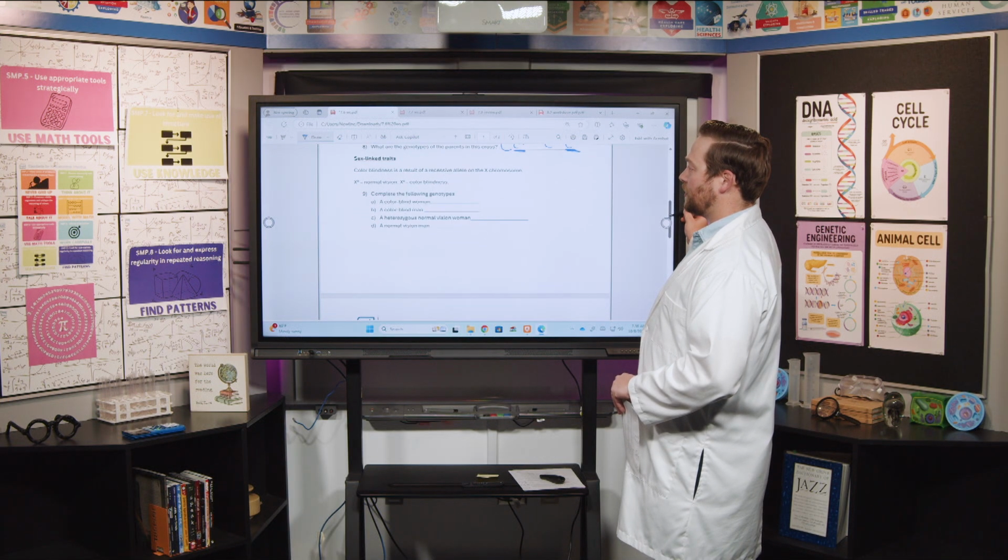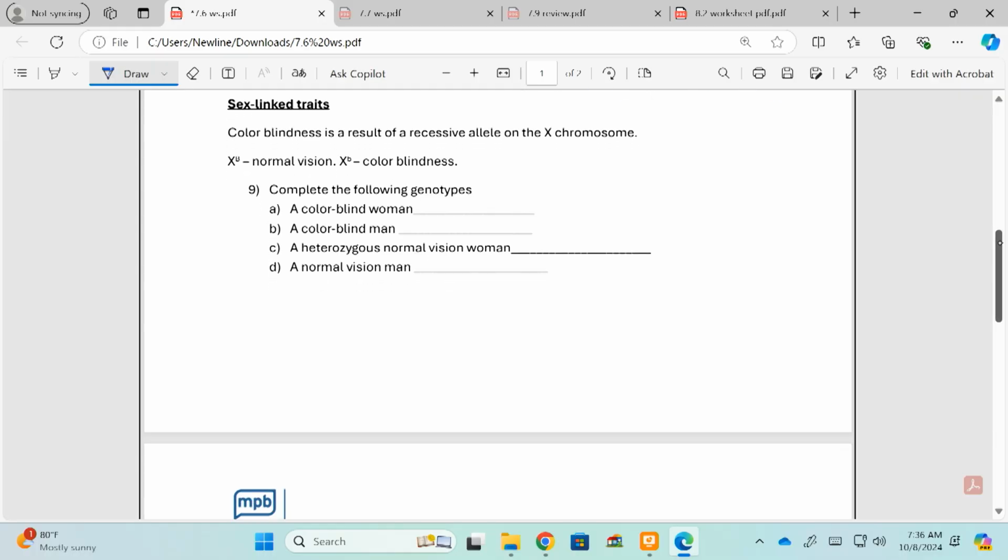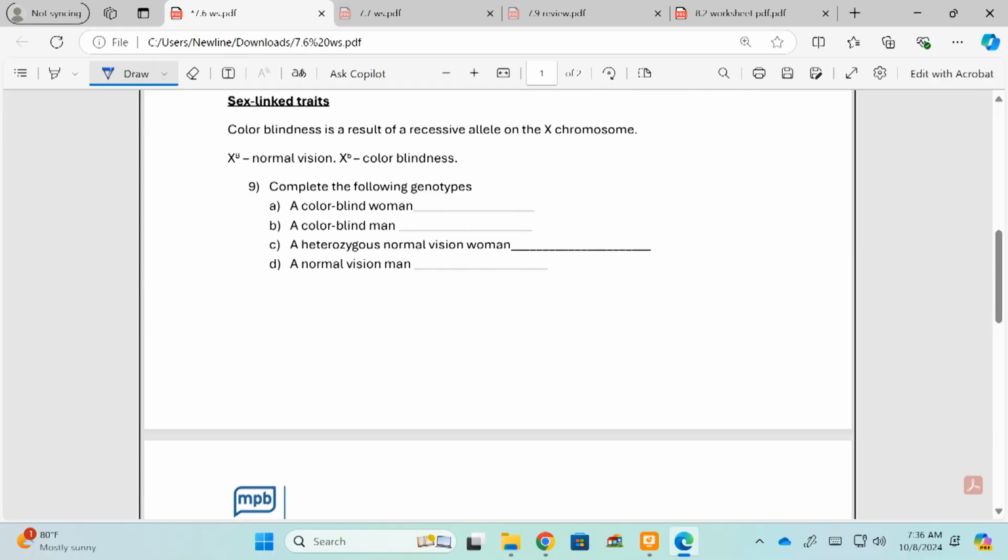That's the multiple alleles. Now we're talking about sex-linked traits, okay? So for these, we're going to see a lot of X's and Y's. Okay, so what's going on here? It says color blindness is a result of a recessive allele on the X chromosome. You can see that the capital B is normal vision and the lowercase b is color blindness. It wants us to complete the following genotypes, and you can see here we've got woman, man, woman, man.